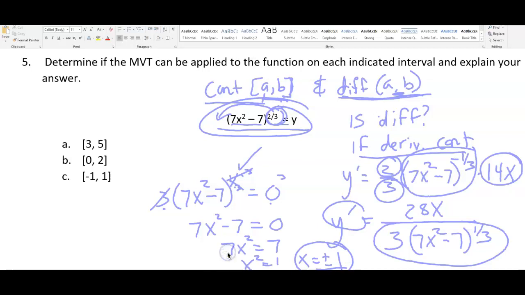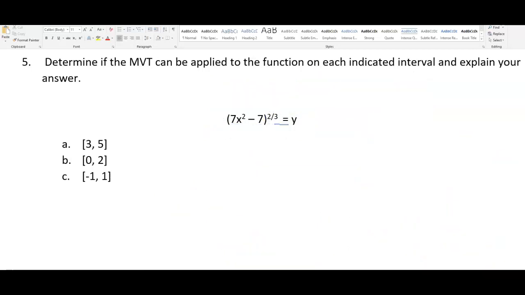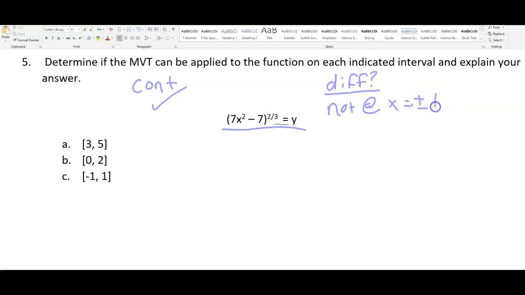So let's go ahead and write a little summary of what we just discovered up here. Is this function continuous? The answer will always be yes for this function because it's just a cube root function and they're always continuous. But is it differentiable? Our answer is not at x equals positive or negative 1. So, once again, back to our question. Does the MVT apply? Well, it's going to be continuous on any interval I ask you, but if any of those intervals have positive or negative 1 in them, then it's not differentiable there.